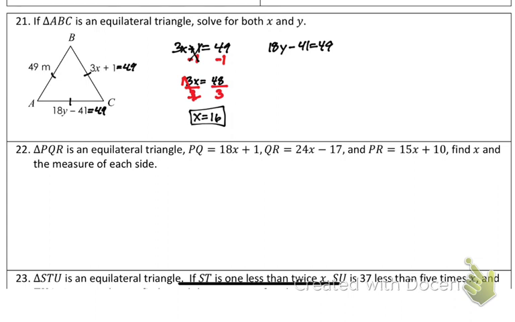Once again, we do our adding or subtracting first, so I do the opposite of negative 41, which is a positive 41, so I'm going to add 41 to both sides. That way that negative 41 and that positive 41 cancel out. And now I'm going to be left with 18y equals 49 plus 41 is 90. Divide both sides by 18. And you're just going to have y equals 5.